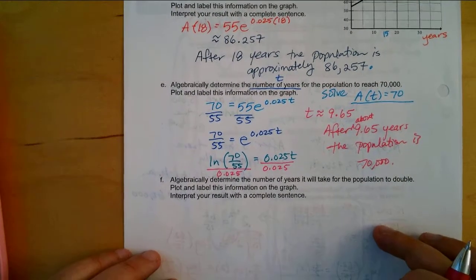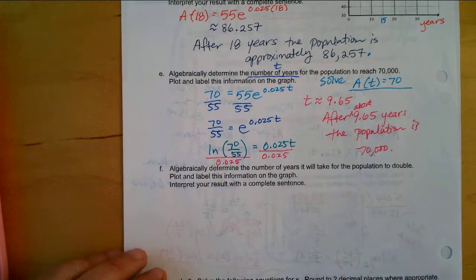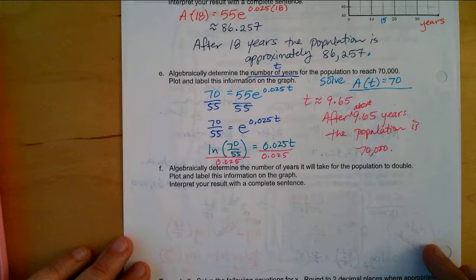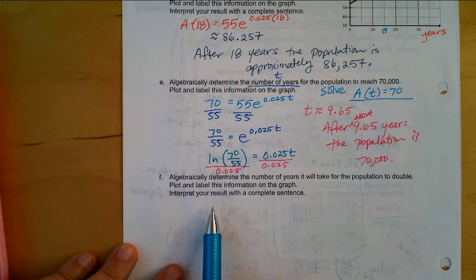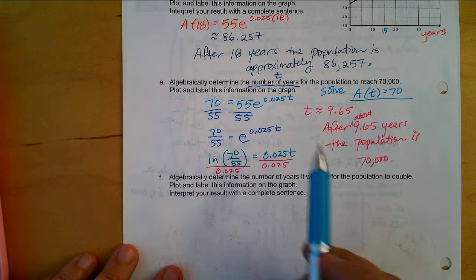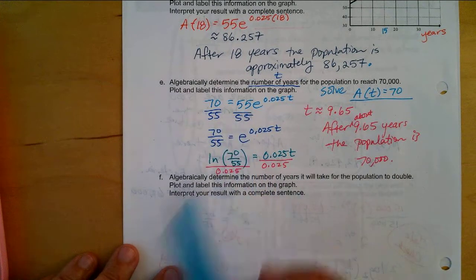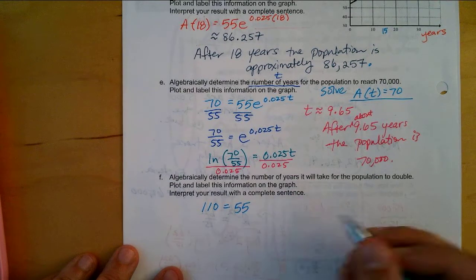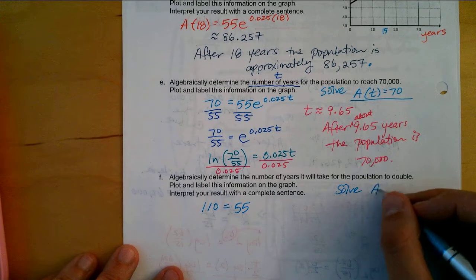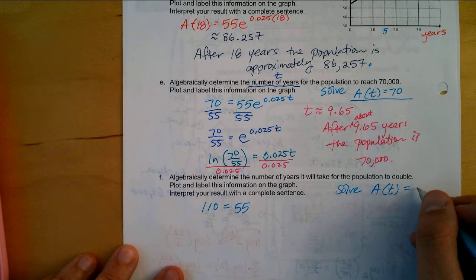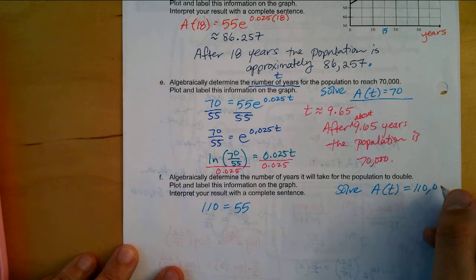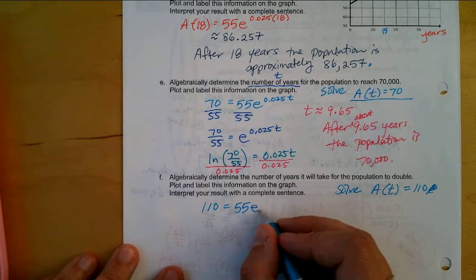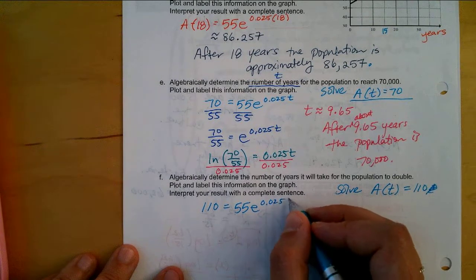Okay, algebraically determine the number of years it will take for the population to double. Plot and label, interpret in a complete sentence. So, right, because, well, let's talk about this. So if the population doubled, what would it be? 110,000. So that would be 110 equals 55, because this is solve A of t, find the time when the population is 110,000. I'll just leave that off. 110,000 e to the 0.025t.